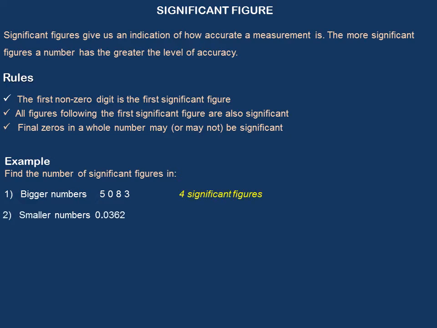Now a smaller number that starts with a decimal might be a bit tricky, but it's very simple. You need to pay a bit more attention to what happens and from where the significant figures actually start. Now you've got 0, we ignore that, then the decimal point and then another 0, we ignore that as well. Now we've got 3, 6 and 2. These are non-zero numbers, so we've got 3 significant figures.